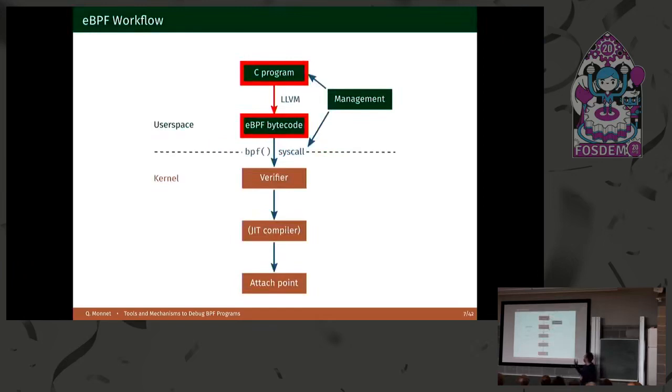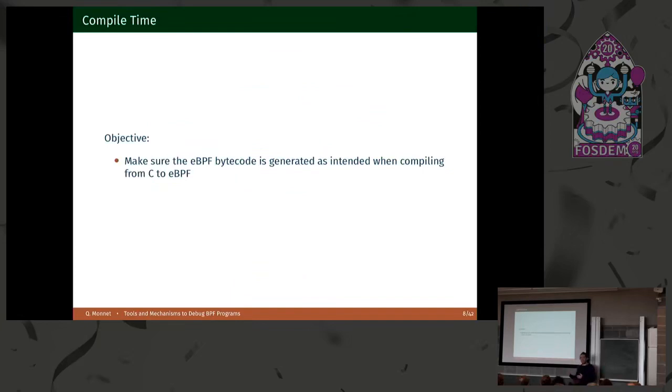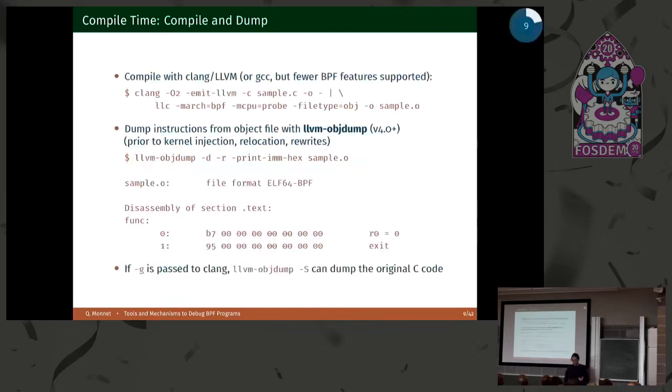When I try to compile a C program, for example, into eBPF bytecode, at that step of the process, I want to make sure that the eBPF bytecode is consistent with the program I had in mind, with what I wanted to create. And so how can I do that? I have this Clang command line, because you compile your C into BPF with Clang and LLVM. There is also a GCC backend now, but it's not as complete as Clang. And once I have my object file, I can use llvm-objdump to dump the bytecode of the program. So that's what we have here.